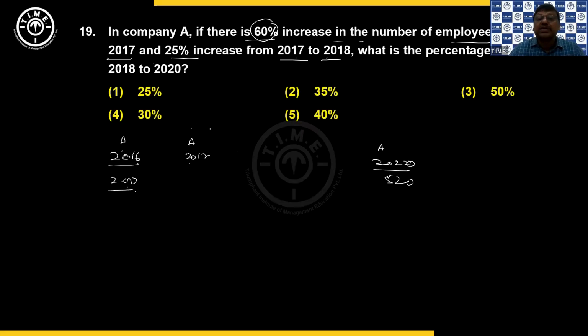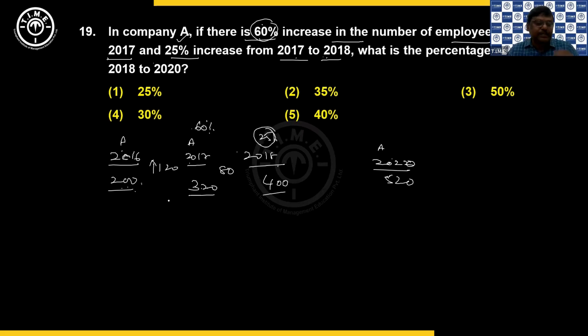See, 2016 to 2017, there is a 60% increase. 60% on 200 is how much? 60% means per 100 it is 60, so for 200, it will be 120. So 200 plus 120 is the increase, which means 2017 A will become 320. Now he says 2017 to 2018, there is a 25% increase. As I said, students, 25% is 1/4. 1/4 of 320 is 80. 320 plus 80, it becomes 400.